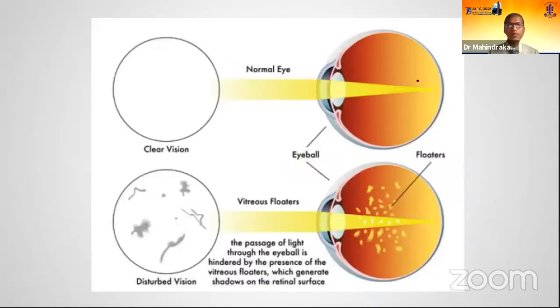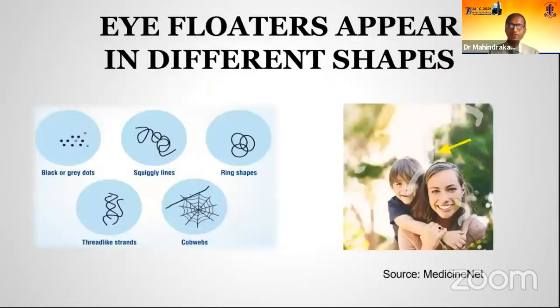So this is how the vision is in the normal eye. But in an eye with floaters, when the light is passing inside, it gets obstructed because of the floater, and so the other rays of light reach, whereas this ray is not reaching. This casts a shadow on the retina, which is seen by the patient as a floater.